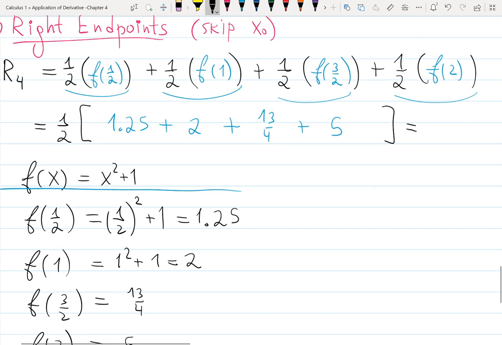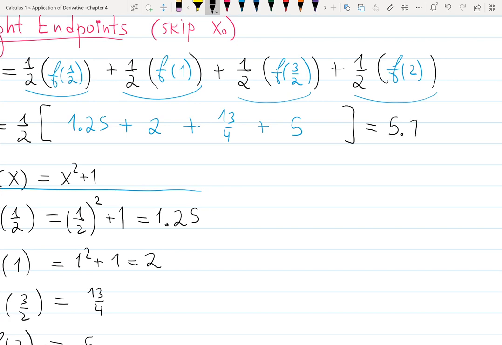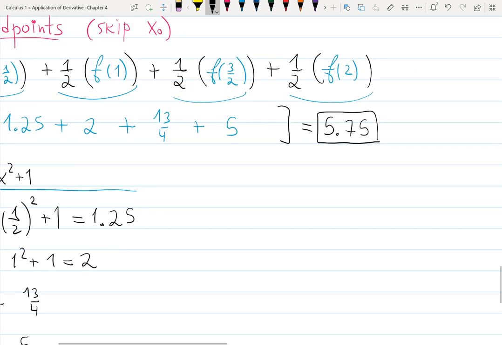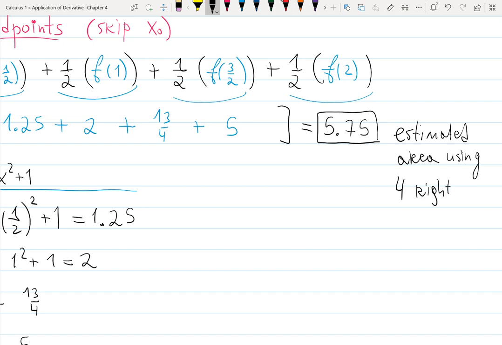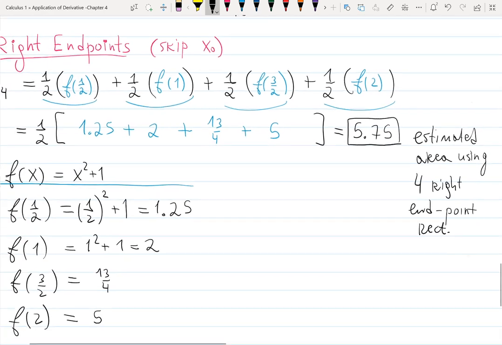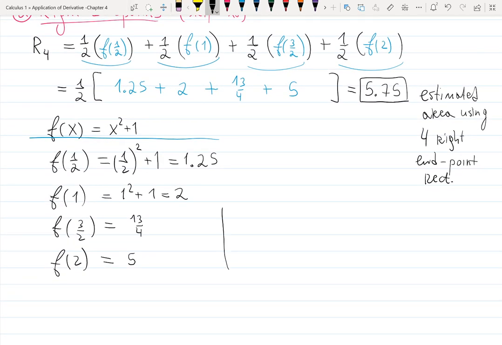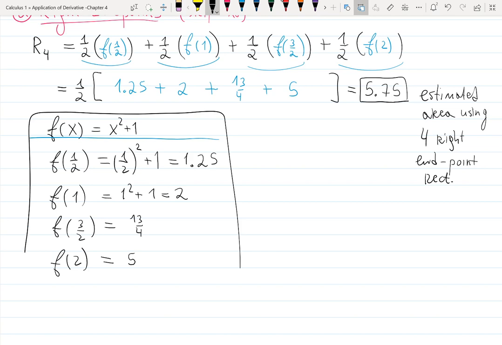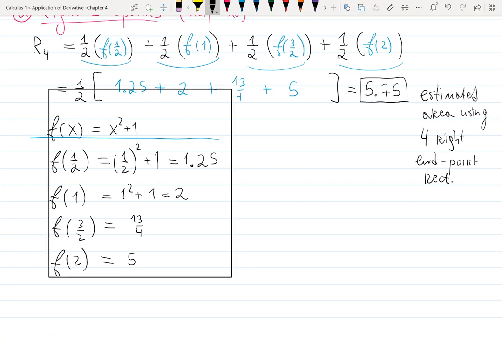Calculating the answer is 5.75. That's the estimated area using 4 right endpoint rectangles. I have the exact answer for you. So this is the table we used for calculations. But I do have the exact answer.